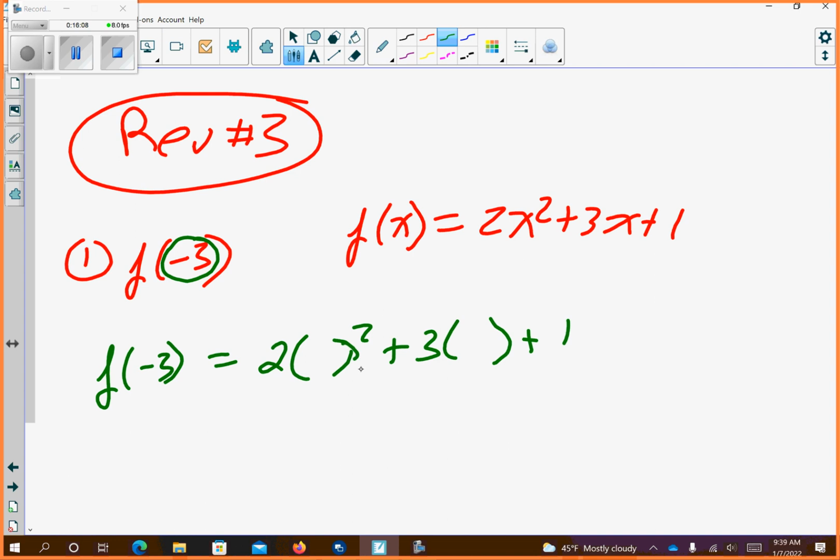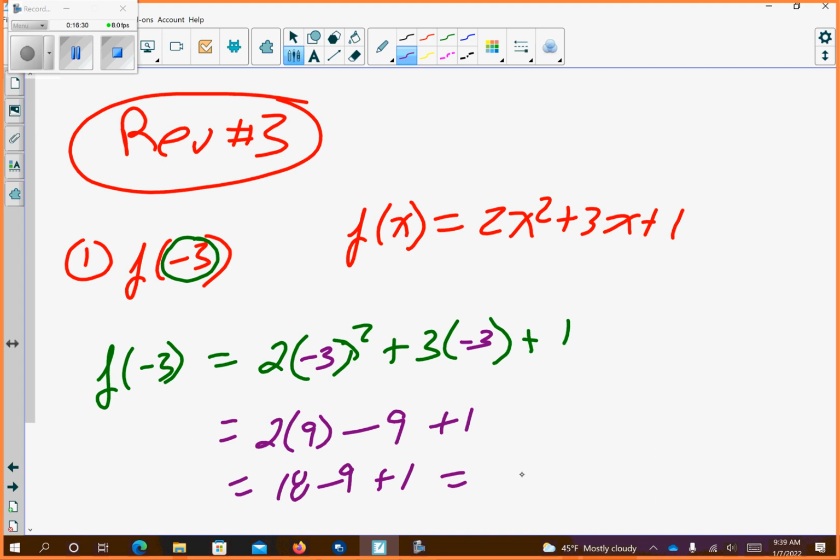Where those parentheses are located is where x used to live. So I'm going to plug -3 into each of those, do the math. -3 squared, -3 times -3, because it's grouped, it's going to be +9. 3 times -3 is -9 plus 1. So that gives me 18 minus 9 plus 1, which is going to give me 9 plus 1. So I get an answer of 10. Okay, and that's something that you probably had seen in algebra.